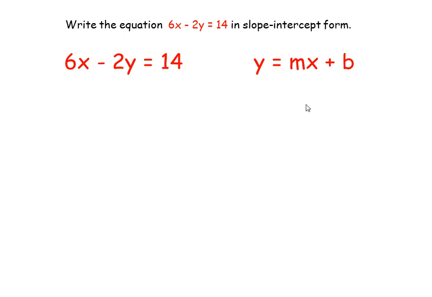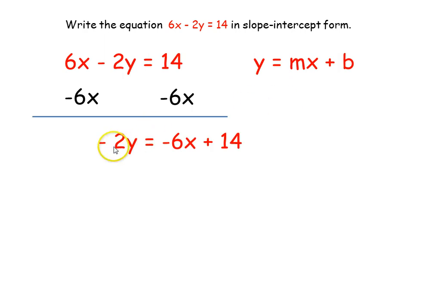So the first thing we're going to do using algebra is subtract 6x. And what we do to one side, we must do to the other side. So we subtract 6x on both sides of the equal sign, and when we do that, our result is negative 2y equals negative 6x plus 14. Notice I put negative 6x plus 14 and not 14 minus 6x. I did that to keep it in the format of slope-intercept form.